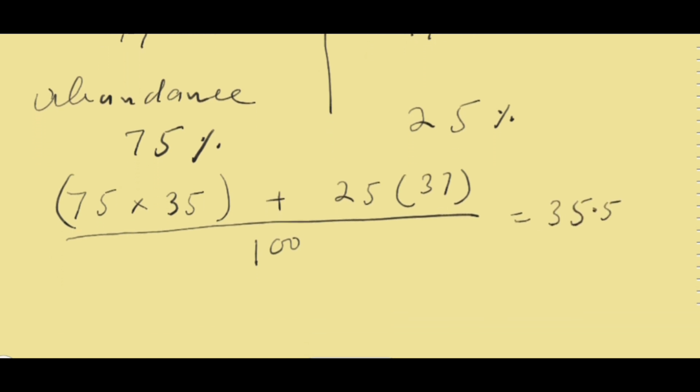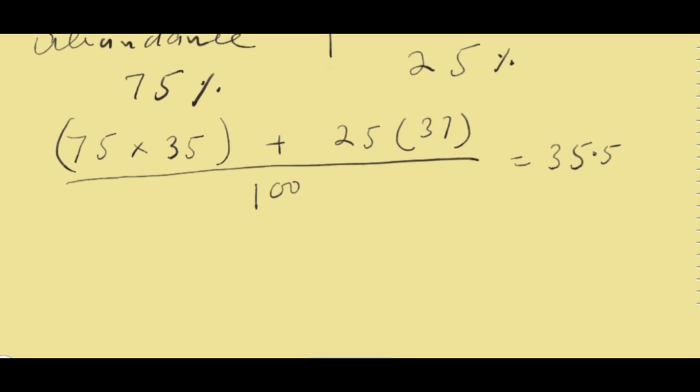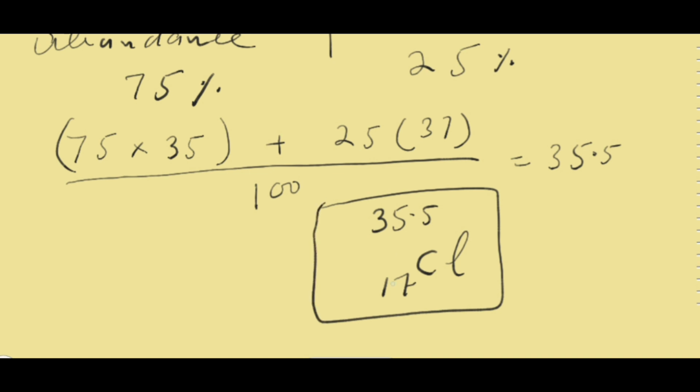Now, 35.5 is not the mass of any single isotope, rather it is the weighted average of both of the chlorine isotopes. In the periodic table, you will find chlorine written like this, 35.5 and 17. So 35.5 is the weighted average of the two isotopes of chlorine. In this way, for any other element, if you are asked to calculate its relative atomic mass, you will multiply the abundance of one isotope with its mass plus the abundance of the other isotope with its mass, divided by 100. In this way, you will get the relative atomic mass of that element.